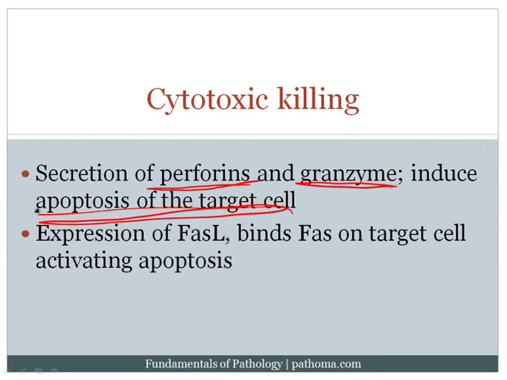Now, do you remember? I'm going to try to jog your memory here and remind you of a high yield point that shows up on examinations. What is the key enzyme that mediates apoptosis that, in this particular case, granzyme would activate? Caspase. So remember that caspases are the key mediators of apoptosis. That's high yield. Okay. Now, that's one way by which the CD8 positive T cells will kill.